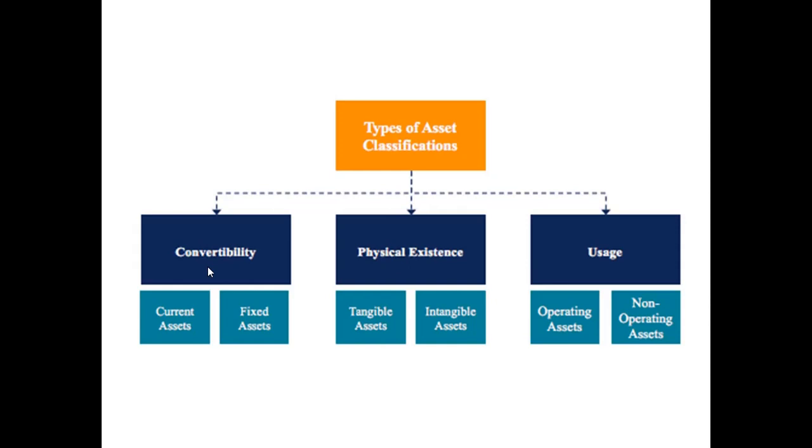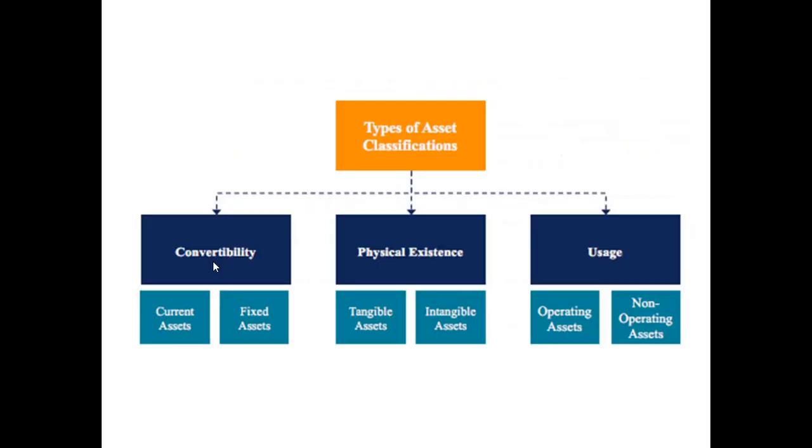Now, physical existence, that is tangible assets and intangible assets. By tangible assets, we mean those assets which we can see and touch. They have physical existence, like your furniture, your house, your books, your mobile phone, your computer, your car, your bike or scooter. That is your tangible asset. By tangible, we refer to those items which we can physically see and touch.